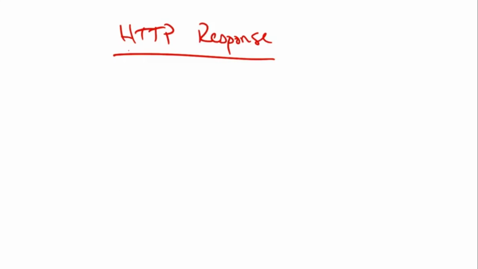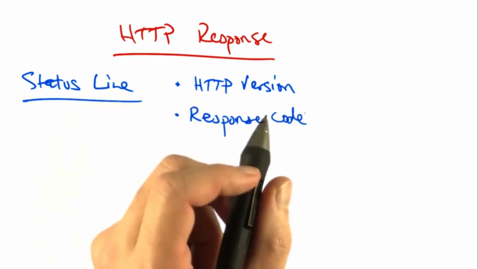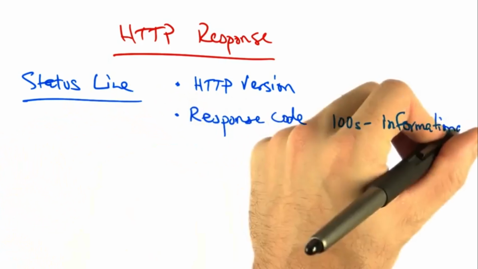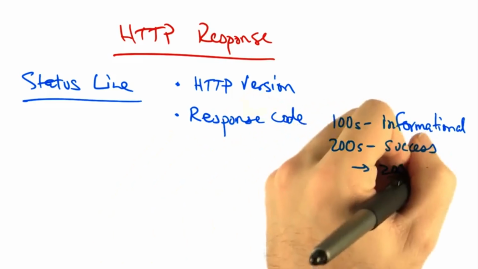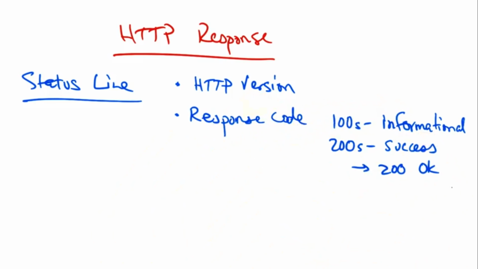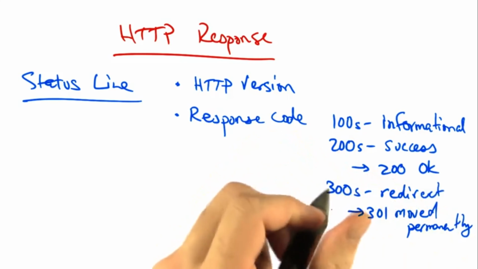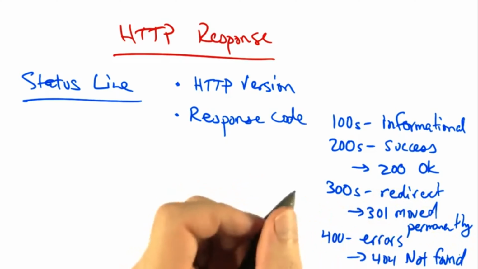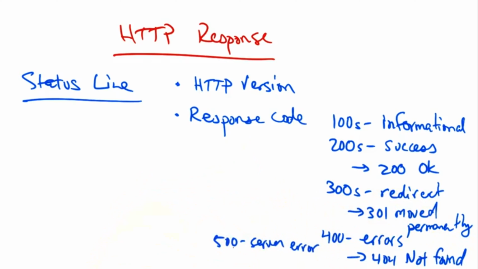Let's now take a look at the anatomy of an HTTP response. A response includes a status line, which includes the HTTP version and a response code, where the response code may indicate a number of possible outcomes. 100 response codes are typically informational. 200s indicate success. So an example 200 response code is a common server response that indicates OK. 300 response codes indicate redirection. For example, a 301 response code indicates that the page is moved permanently. 400s are errors, a well-known one being 404, which is not found, and 500s indicate server errors.